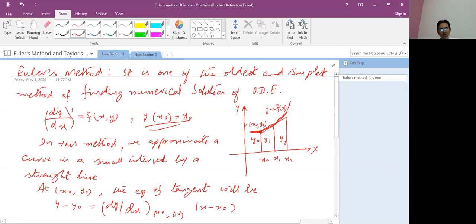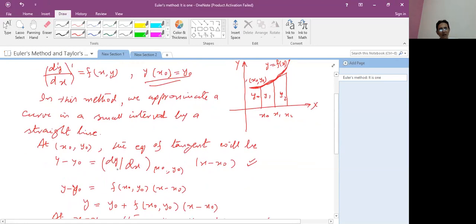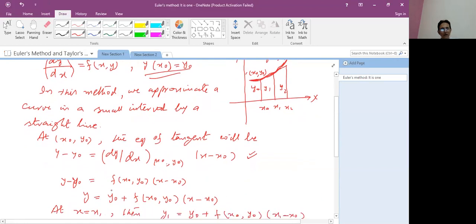If we consider x0, y0, the equation of the tangent will be, as you know, y minus y0 equals dy over dx at x0, y0 into x minus x0. This is the equation of the tangent at x0, y0. In the next step, dy over dx at x0, y0 is f of x0, y0, times x minus x0. If we transfer y0 to the right hand side, y equals y0 plus f of x0, y0 into x minus x0.